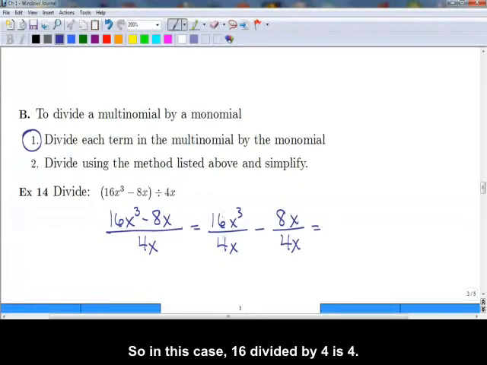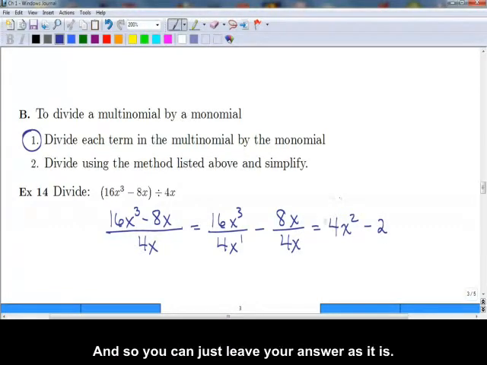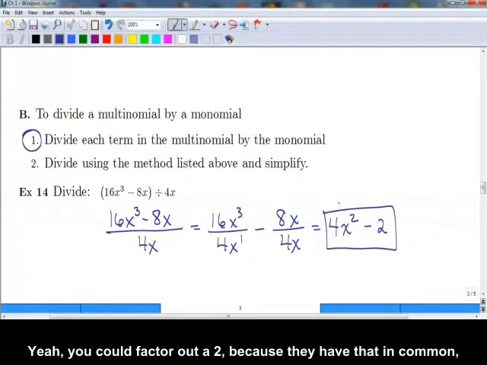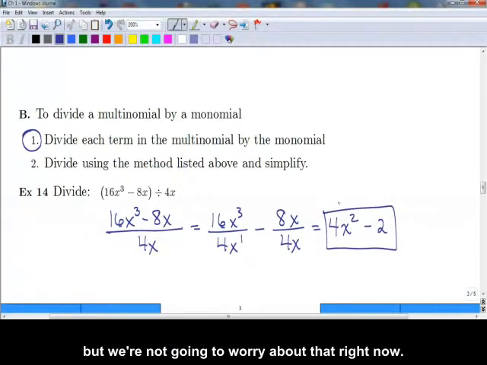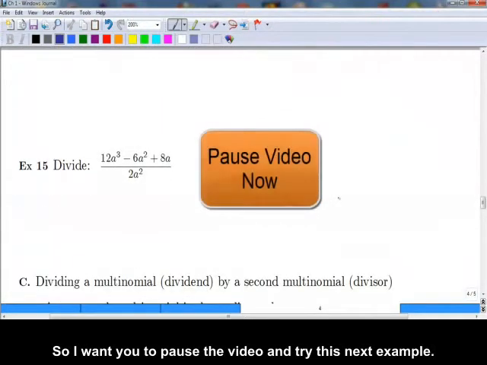So in this case, 16 divided by 4 is 4. x cubed divided by x is x squared, because we've got 3 minus 1. For our second term here, we've got 8 divided by 4 is 2, and x divided by x is 1. And so you can just leave your answer as this. Yeah, you could factor out a 2 because they have that in common, but we're not going to worry about that right now. So I want you to pause the video and try this next example.